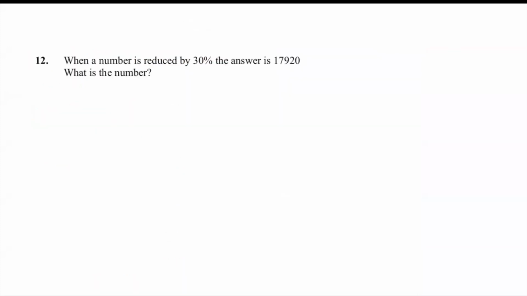Okay, so we've got a percent, we've got a decrease. That means this is the original times multiplier equals result. When a number is reduced by 30%, my multiplier will be 0.7, the answer 17,920. So it's the original that I don't know, that number. All I've got to do is divide through by that 0.7.